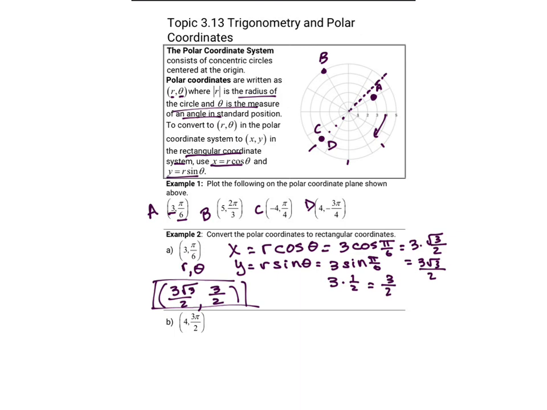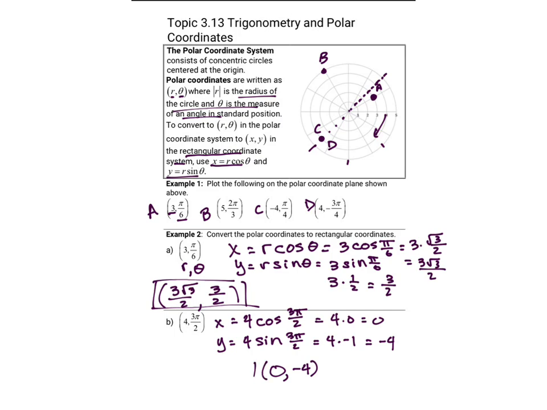All right, letter B. Same thing. Convert the polar to rectangular. So for x, we're gonna have 4 cosine of 3 pi over 2. What's cosine of 3 pi over 2? 0. So 4 times 0 is 0. For y, we have 4 sine of 3 pi over 2. What's sine of 3 pi over 2? Negative 1. Perfect. So what's the ordered pair? 0, negative 4.